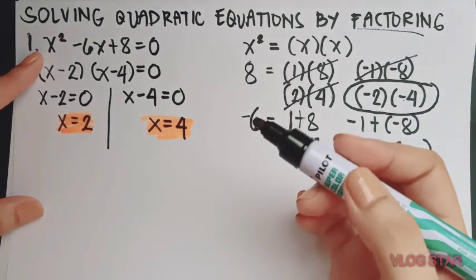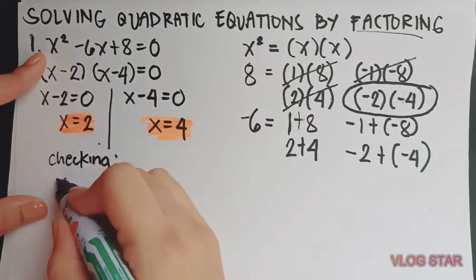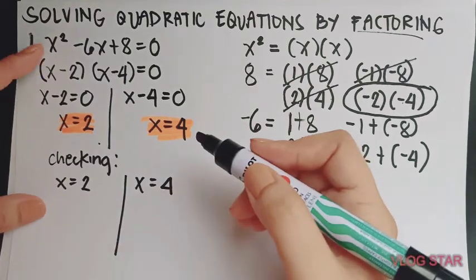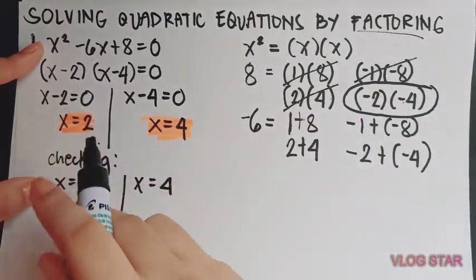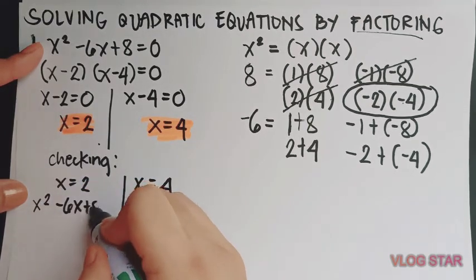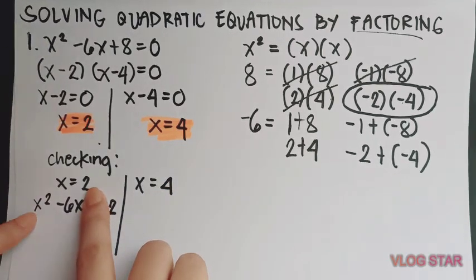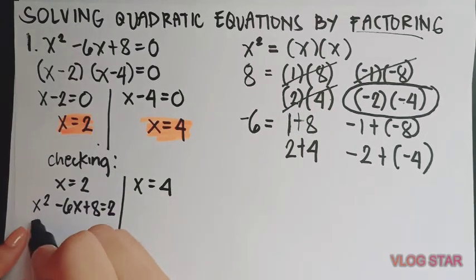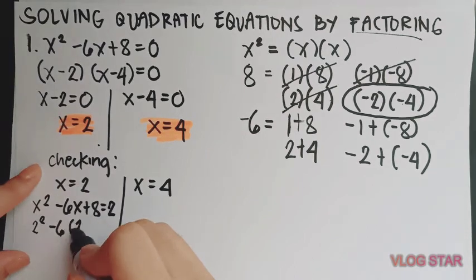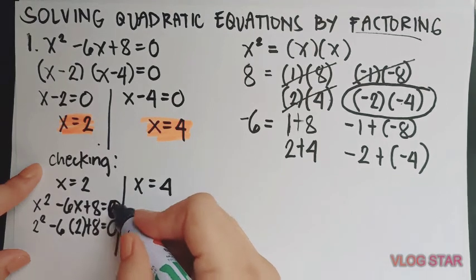Let us check if our answer is correct. So let's proceed to checking. Let us check if x equals 2 and x equals 4 are the solutions to the equation. So let's have x equals 2. Let's write the original equation and then substitute 2 for x. So this will become 2 squared minus 6 times 2 plus 8. Is it equal to 0?